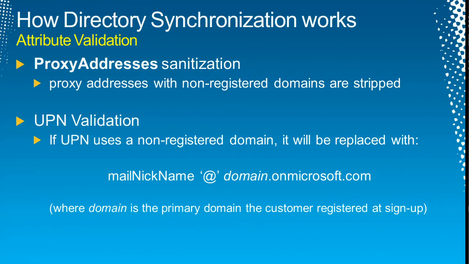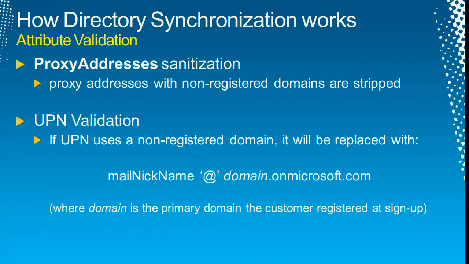Right. Okay. There are two primary types of attribute validation we do. First one is proxy addresses. Earlier on I said you want to make sure you register your domains with Office 365. Because when we process users, we look through the proxy address list. If any of those SMTP addresses are using a domain that hasn't been verified with your company, we'll strip them out on the fly. That's not changing your on-premise ID, that's removing it from the user object in the cloud. That means that user can no longer receive email at that email address. So make sure you register those domains before you run directory synchronization.